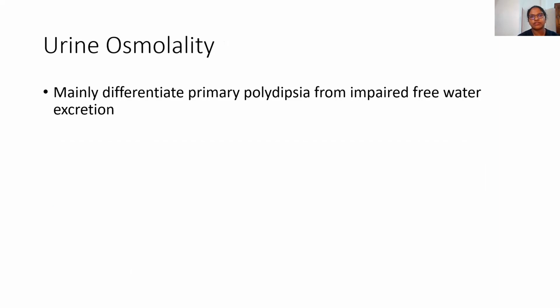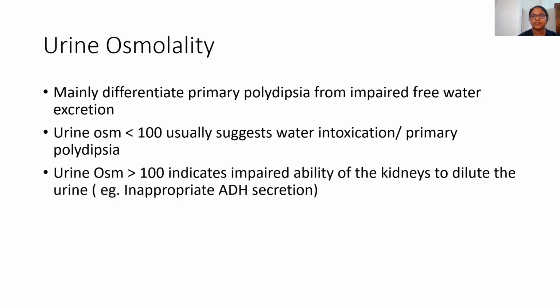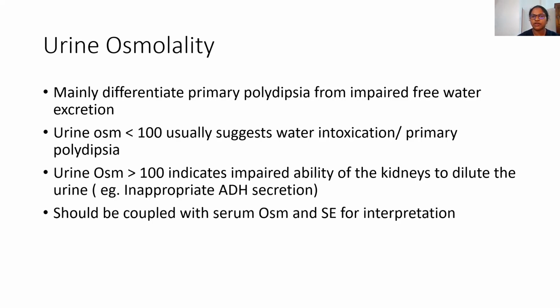A few words about urine osmolality. The main importance of doing urine osmolality is to differentiate primary polydipsia from other causes of impaired free water excretion. If somebody has primary polydipsia, their urine is quite dilute, so their urinary osmolality is usually less than 100. However, in impaired free water excretion, as in SIADH, their osmolality is inappropriately high, that is more than 100. So you can differentiate primary polydipsia from other causes of hyponatremia by doing a urine osmolality.